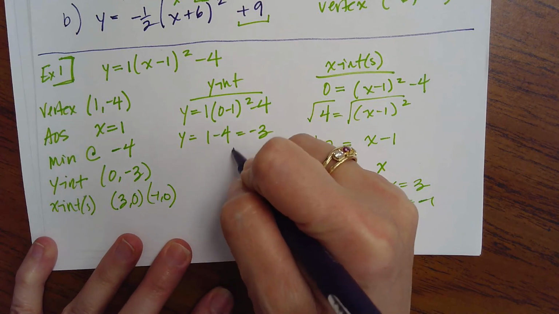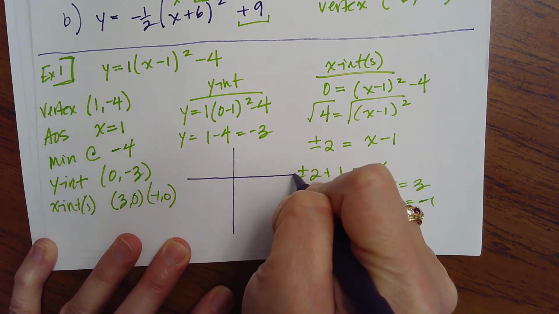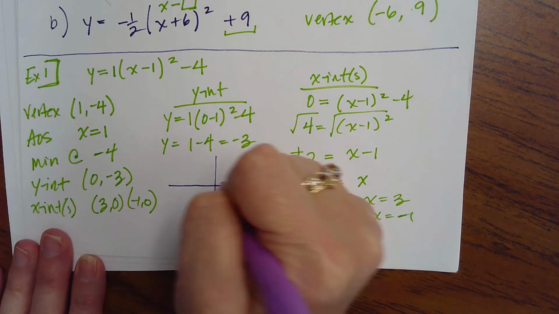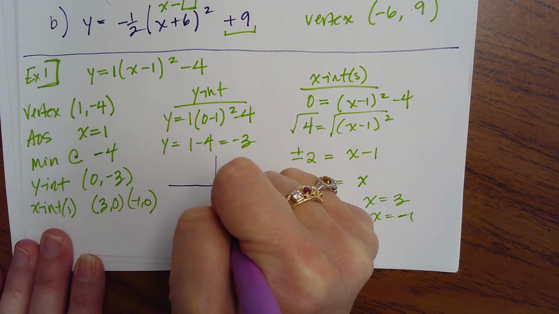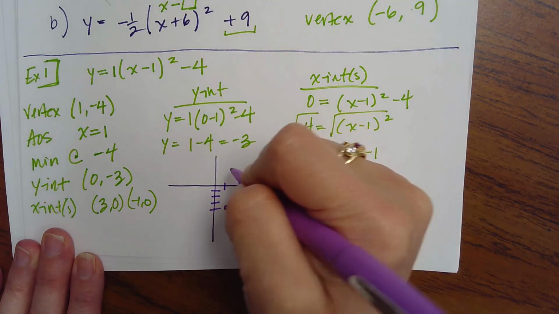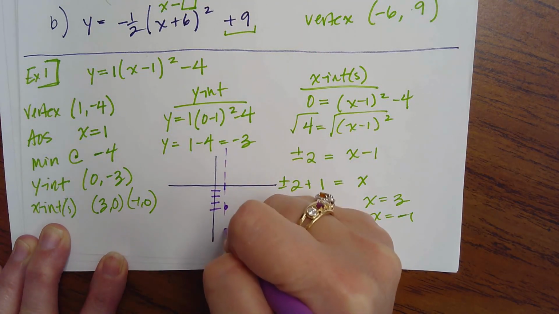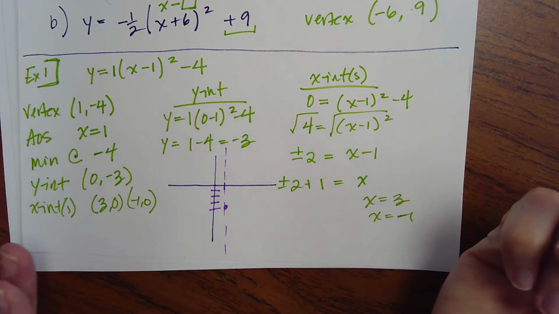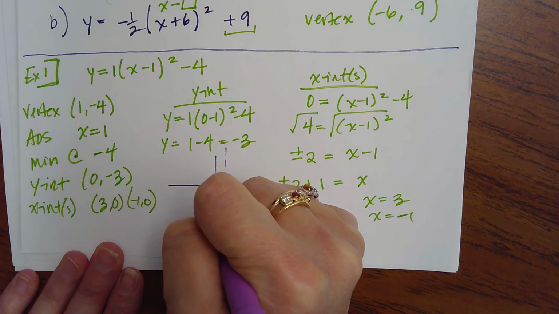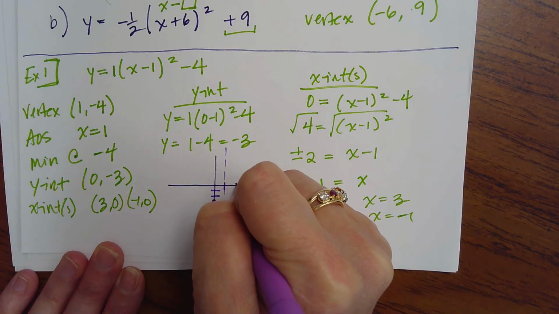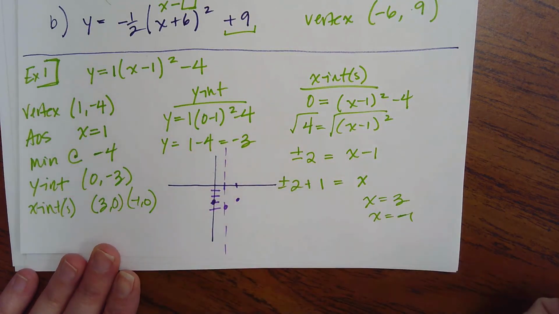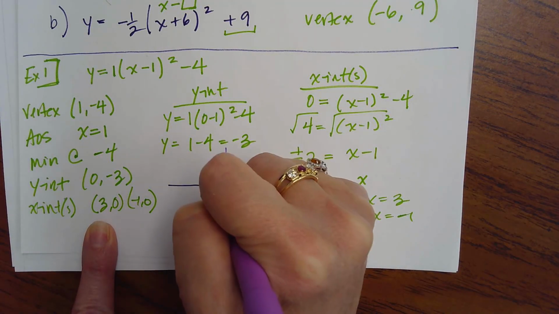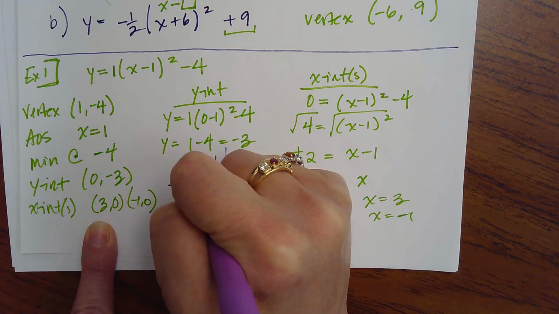All right, let's do a little mini graph on this one. We're just going to do a sketch, okay? I'm just going to plot everything I know. So I have a vertex right here, (1, negative 4). I have an axis of symmetry, which is that vertical line right through the vertex. The minimum at negative 4, you don't really have to do much with. (0, negative 3) is my y-intercept, and you can reflect that point over your axis of symmetry and get another point. And then your x-intercepts are negative 1, and this is 1, 2, and 3.